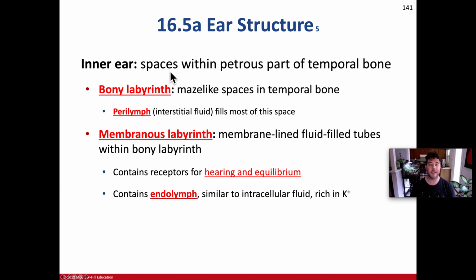So your inner ear is the spaces within the petrous part of the temporal bone. Inside of the temporal bone, it has 2 different parts, basically. It has a bony part and a membranous part. It has this bony labyrinth and the membranous labyrinth. The bony labyrinth is exactly what it sounds like. It's the bone portion. It has perilymph, which is its interstitial fluid. And then inside of the bony labyrinth is this membranous labyrinth, which are a series of fluid-filled tubes within the bony labyrinth itself. And it contains endolymph. It also has structures for hearing and equilibrium.